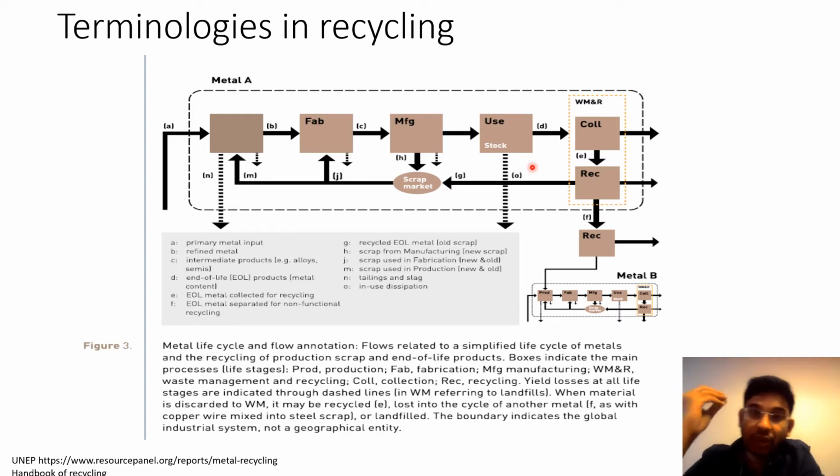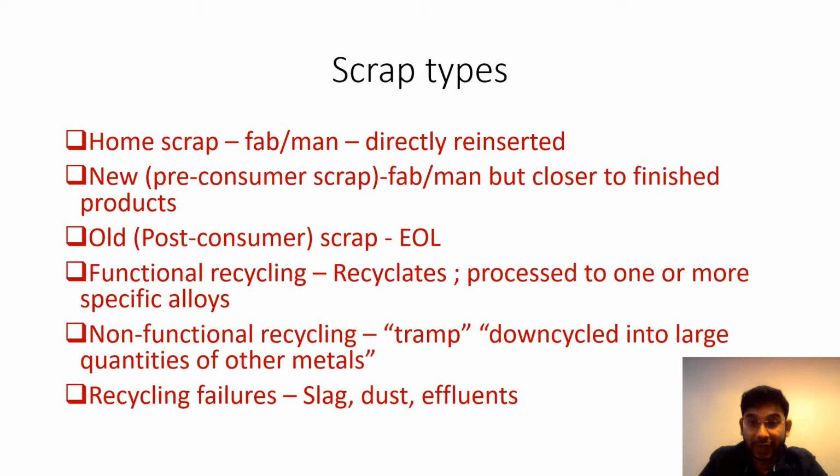And you also have to notice that in waste management, it could be many different things. It could be something that is taken back and recycled and then the material produced again, or it could be put into landfills for that particular period of time. Or you have something called the issue of tramp elements. We are going to see what tramp elements are. What are the different types of scraps?